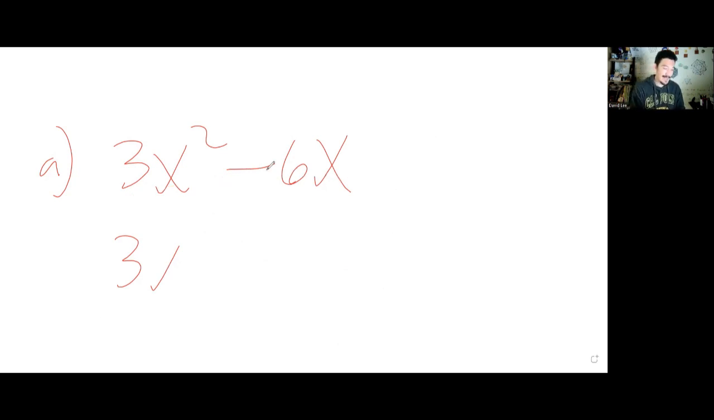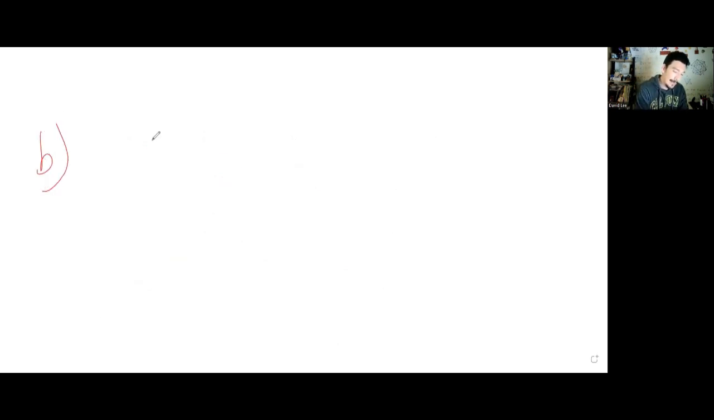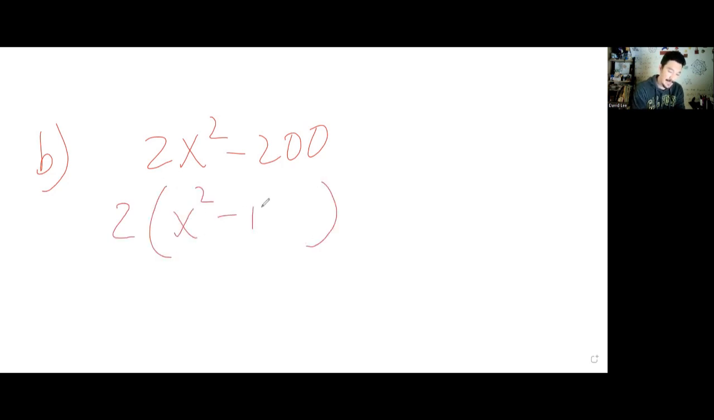How about this one here? Example B: 2x squared minus 200. All right. Look for a common factor. I can take out a 2. If I take out a 2, I'm left with x squared minus 100. Now, you don't want to stop there. The 2 is done, but why don't you look at the inside? Can we agree that this green component, in its own right, is a difference of squares? So we can break that up into more pieces.